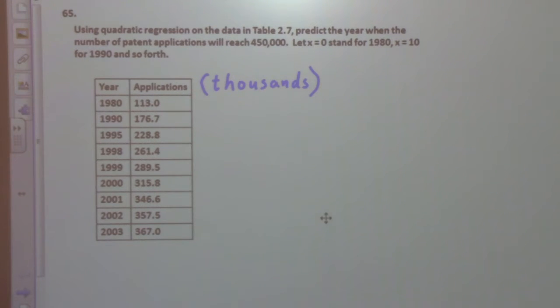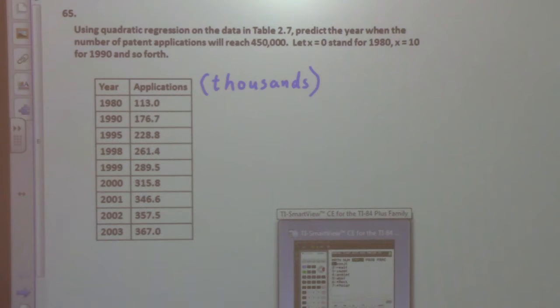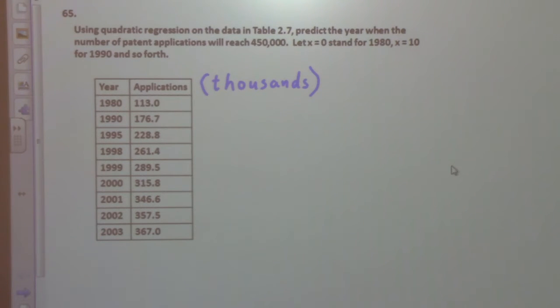On your paper, I would like you to write what I didn't write on it, but I wrote up here: thousands. The wording from the book is proper, but these are applications in thousands. So how would you go about this one? Do these words make any sense to you at all?